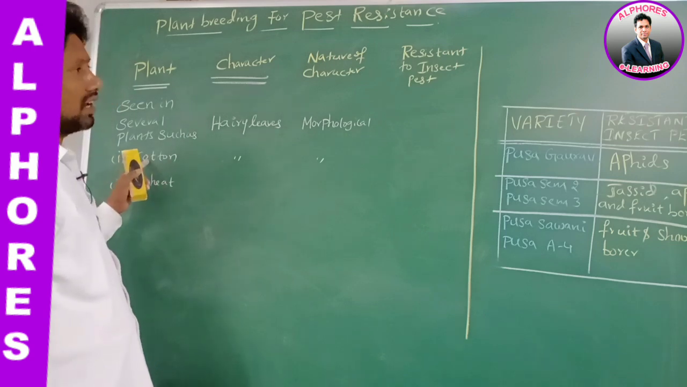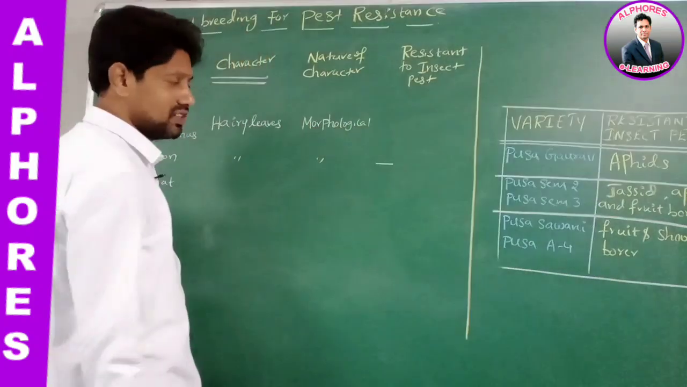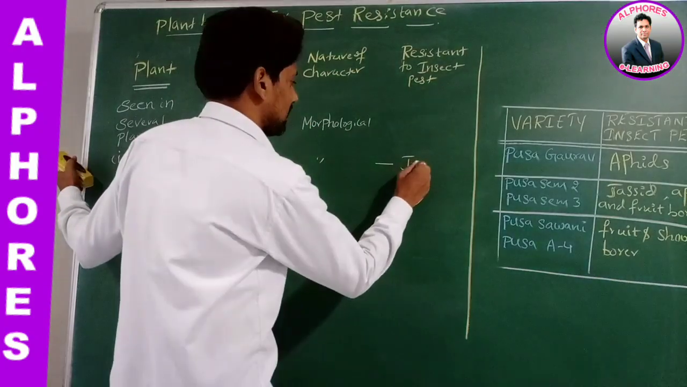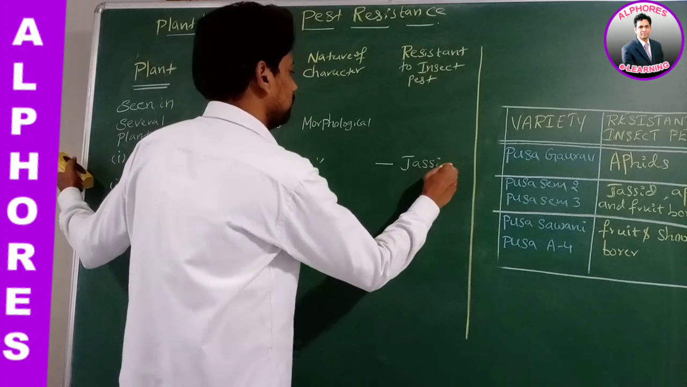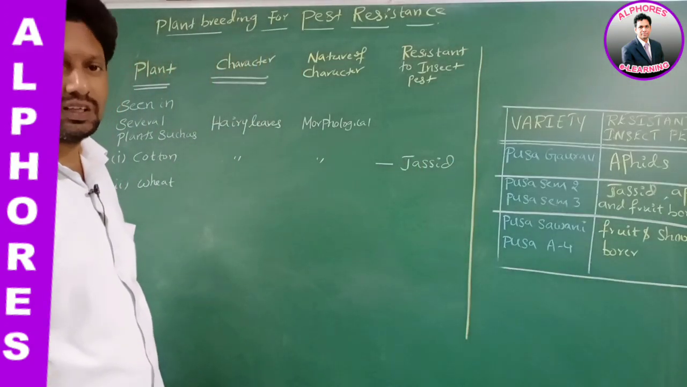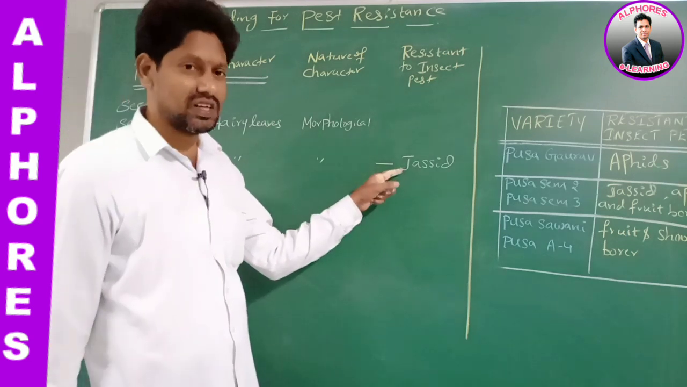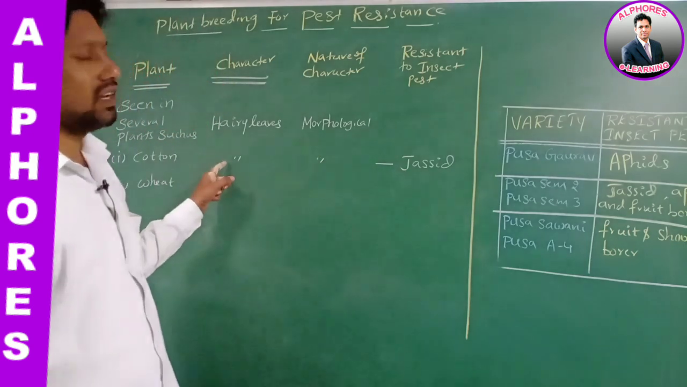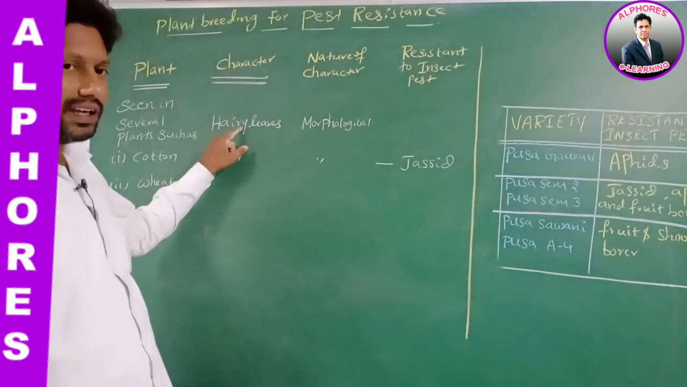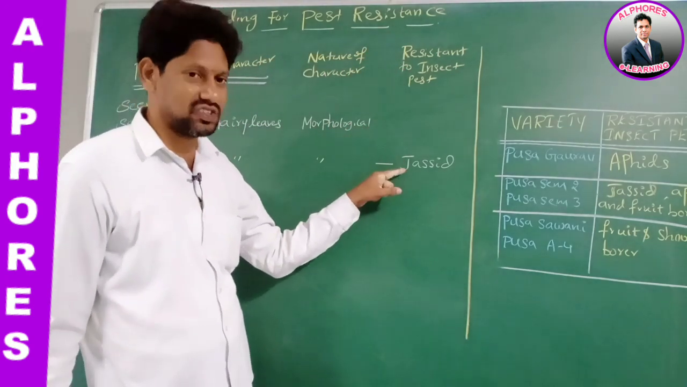cotton becomes resistant. Cotton becomes resistant for which pest? Jassid. Who is making cotton resistant for jassid? The presence of hairy leaves. Therefore, due to the presence of hairy leaves, the cotton plant became resistant for which insect pest? Jassid.